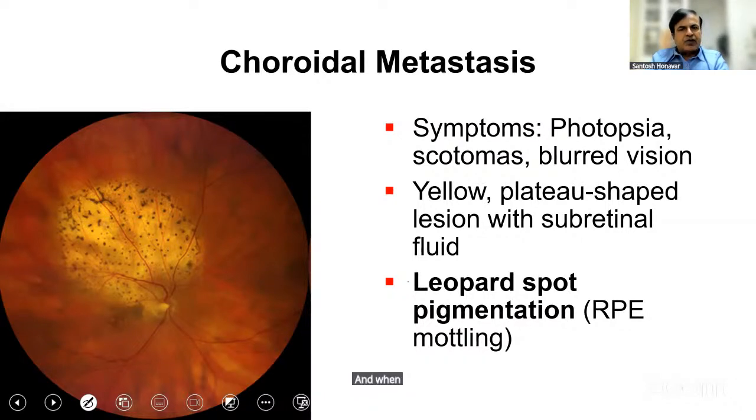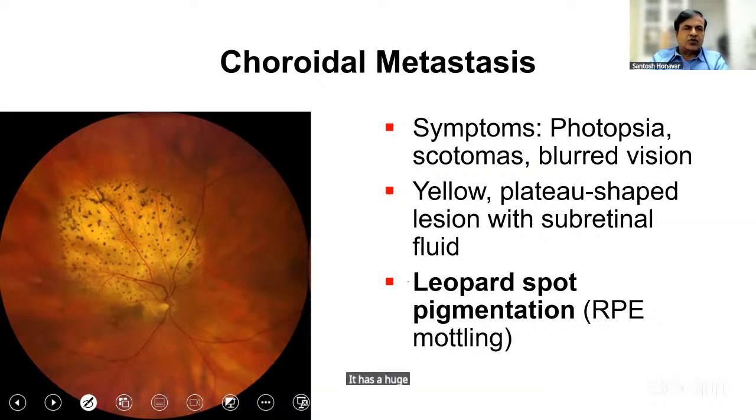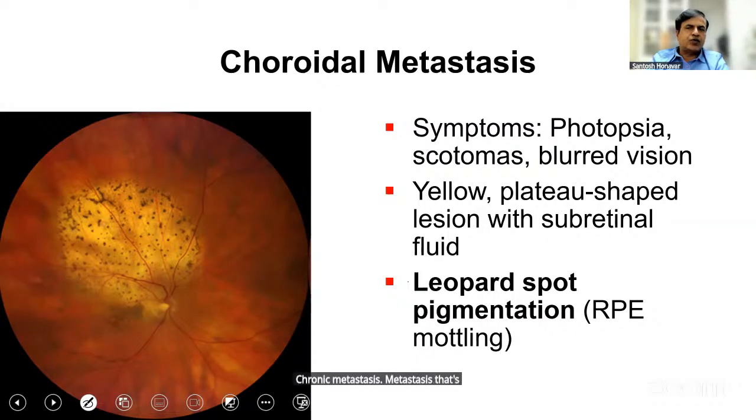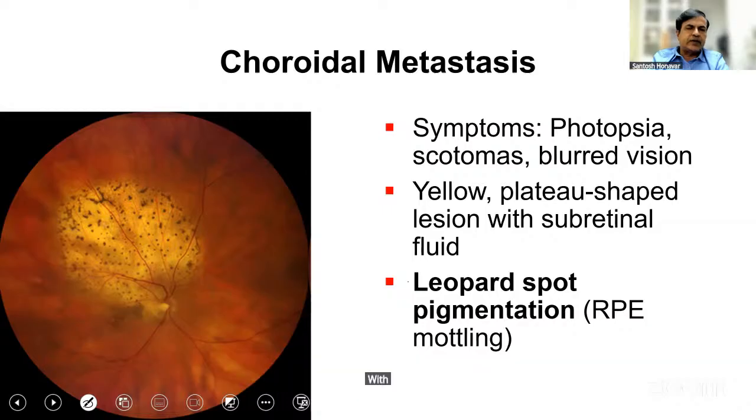And when you look at the fundus, depending on the age of the metastasis and the primary tumor, it has a huge spectrum. It could be creamy yellow, as seen in CA breast, to orange red, as seen in renal cell carcinoma. In between that, a whole host of colors and secondary features. A chronic metastasis that's been there for a long time, and the primary tumor is being treated with chemotherapy, will present with a flattish, placoid, irregular surface lesion with retinal pigment epithelial hypertrophy and atrophy.